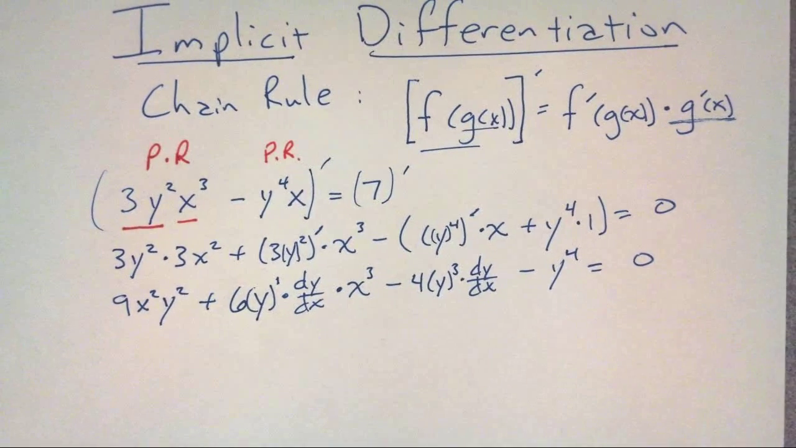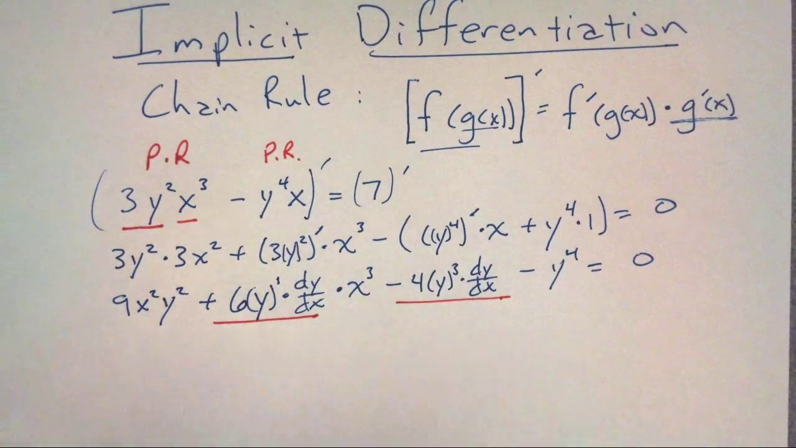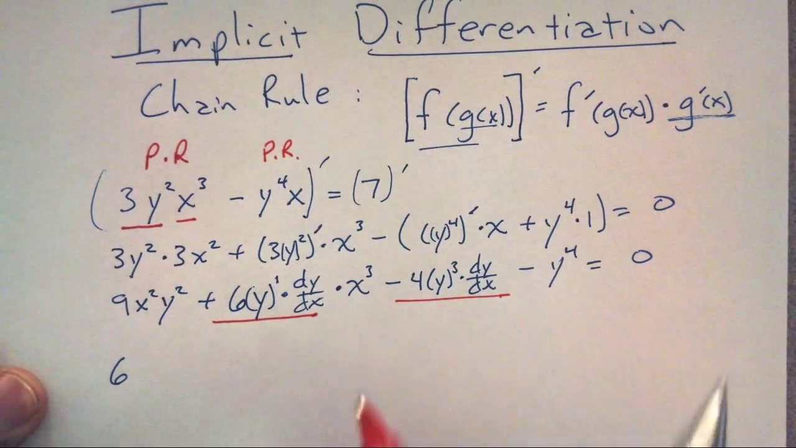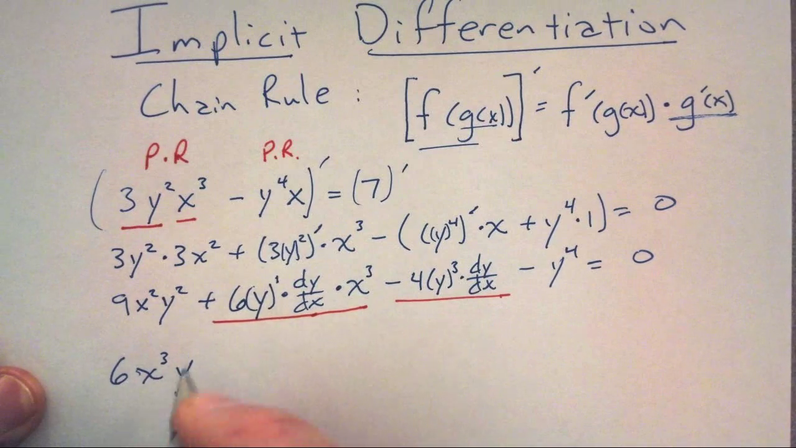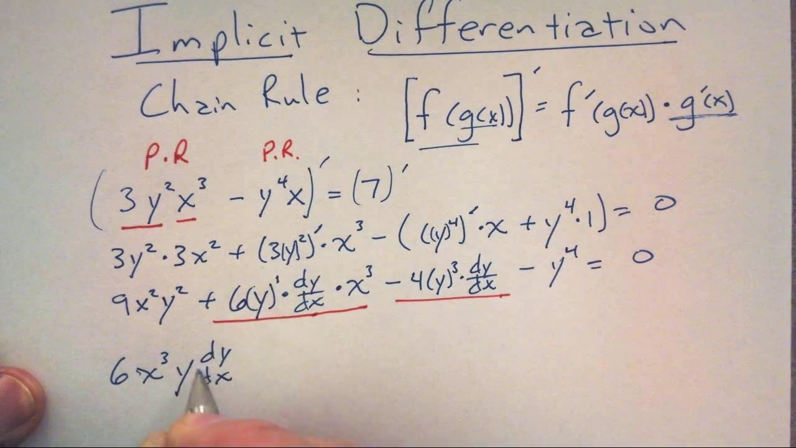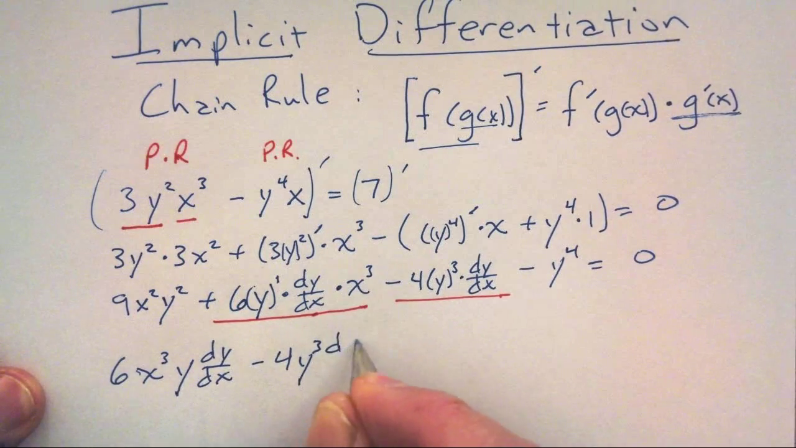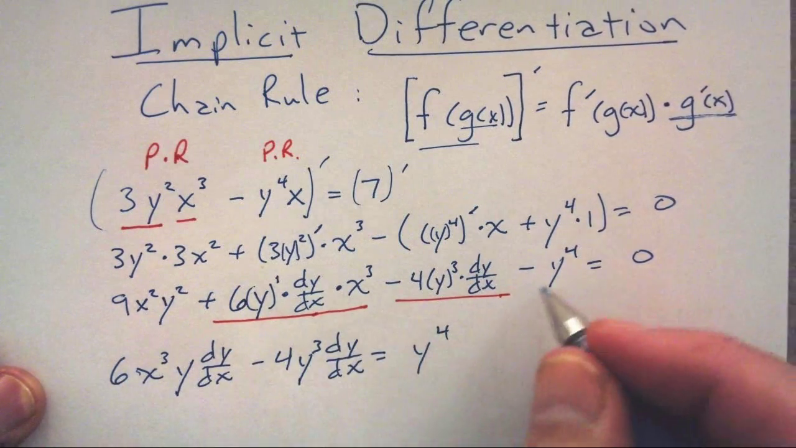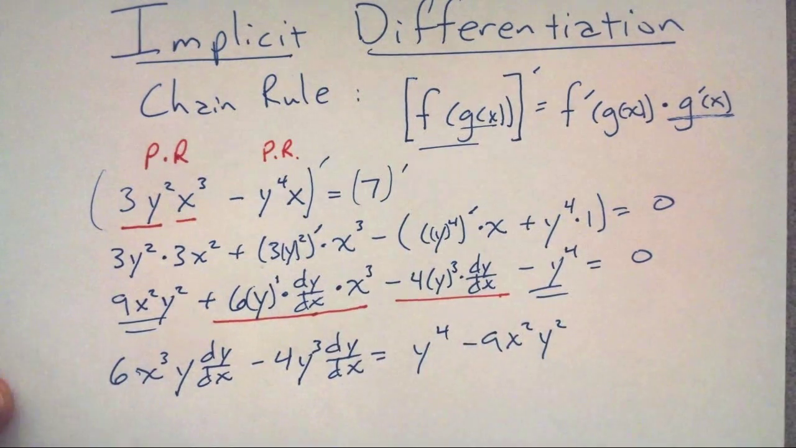Okay, next thing we want to do is group our terms that have dy dx in them, here and here. So I'm going to leave those on the left side, maybe clean them up a little bit here. I've got a 6, I've got an x cubed, I've got a y, and I've got a dy dx. That's why it gets to stay over here. Minus 4y cubed dy dx equals, I'm going to add y to the fourth to the other side. I'm going to subtract 9x squared y squared, truthfully on both sides.